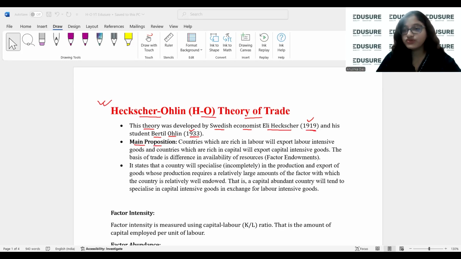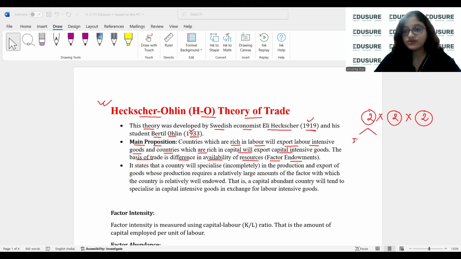Now, what is the main proposition of this theory? This theory tells you that countries which are rich in labor will export labor-intensive goods. Countries which are rich in capital will export capital-intensive goods. The basis of trade is the difference in the availability of resources. That is also known as factor endowment. In very simple words, Heckscher-Ohlin is basically a 2x2x2 model. So you have two countries, two commodities, and two factors of production, right?